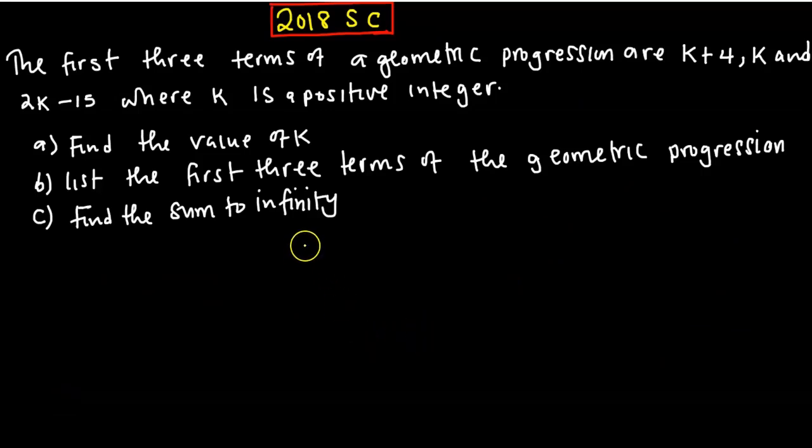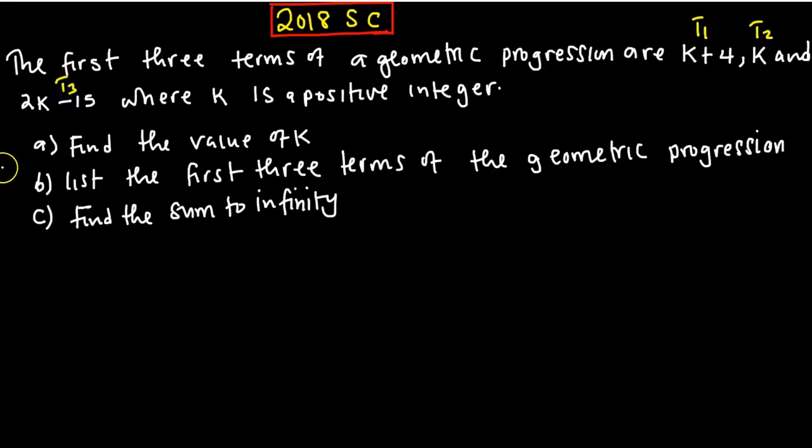Okay, so 2018 school certificate, the question reads: the first 3 terms of a geometric progression are k plus 4, k, and 2k minus 15. So please, the first 3 terms, which means this is term number 1, this is term number 2, and this is the third term, term number 3.